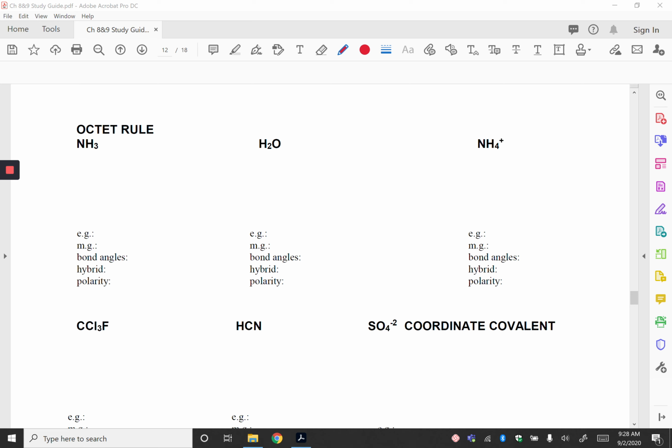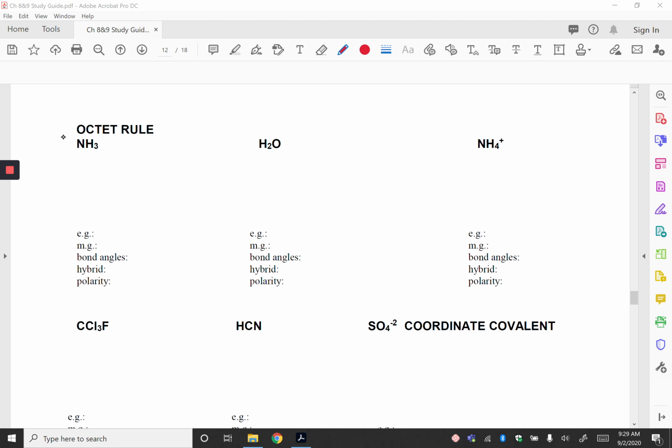Hello, AP Chemers. Let's draw some covalently bonded molecules and look at the electron geometry, molecular geometry, bond angles, hybrid, and the polarity of these molecules. So let's start with NH3.